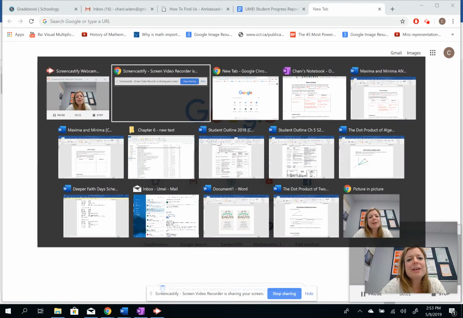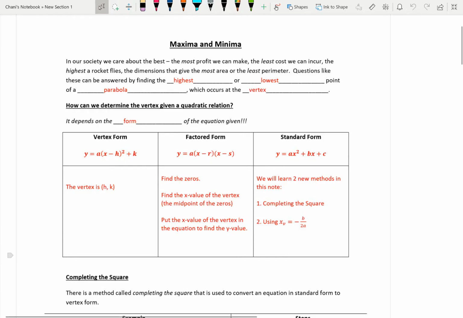Hello, today we are going to learn about the maxima and minima, which is just a fancy way of saying the maximum and minimum. It's actually just the plural, not fancy. But anyway, that's what's cool about quadratics, unlike linear equations, is that they have a maxima or minima. So a highest point or a lowest point, which is also called the vertex.